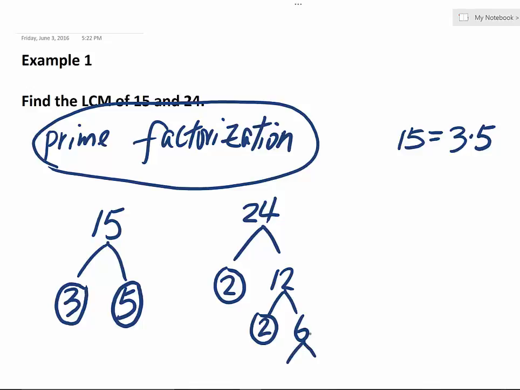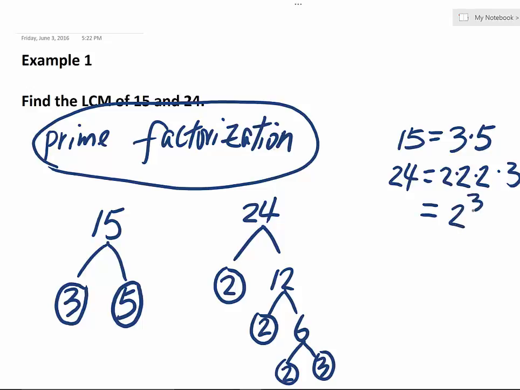And the smallest prime number going into 6 will be 2. Then the remaining factor is 3. So 24 is equal to 2 times 2 times 2 times 3. And we normally write repetitive factors as exponents, so 2 times 2 times 2 becomes 2 to the third, times 3.